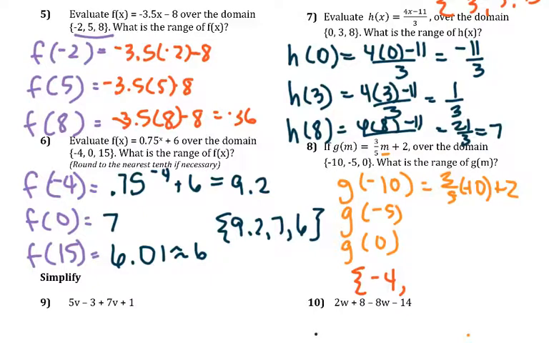Then I'm going to do G of negative 5, and so you can just put this in your calculator, so do 3 divided by 5 times negative 5 plus 2, and just put that in. And so for that one, I get out negative 1. And then for G of 0, 3/5 times 0 is 0 plus 2 is 2, and so that's my answer.